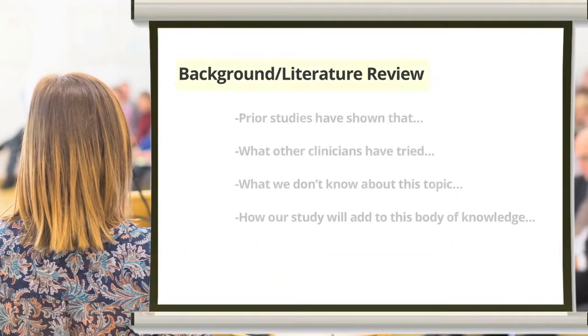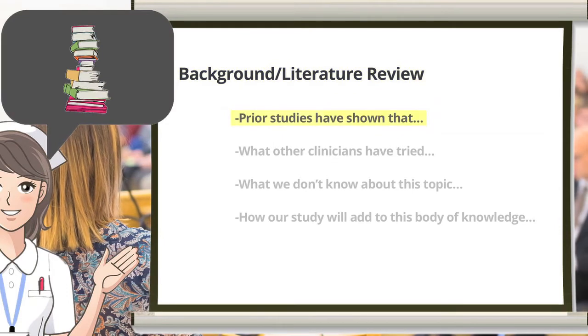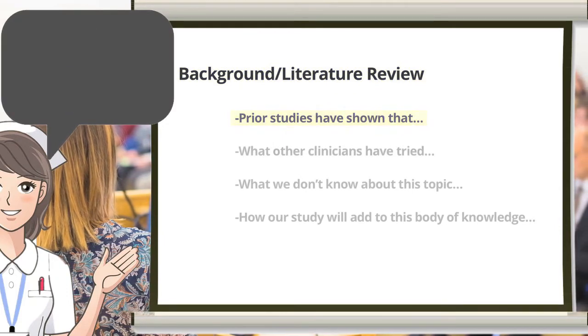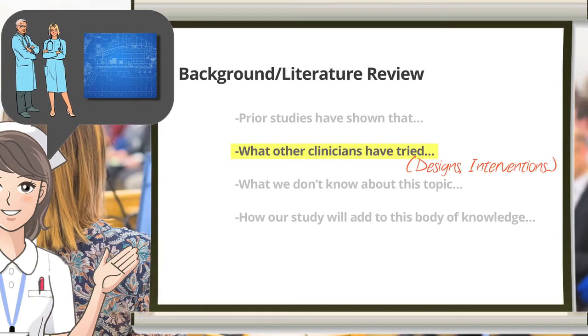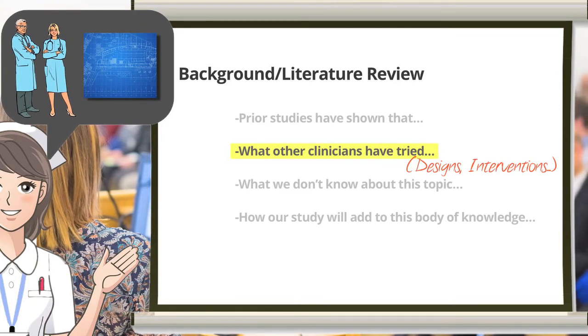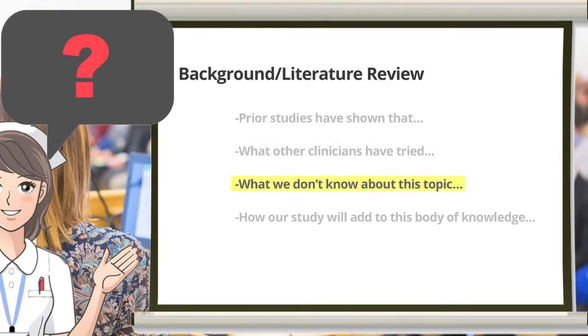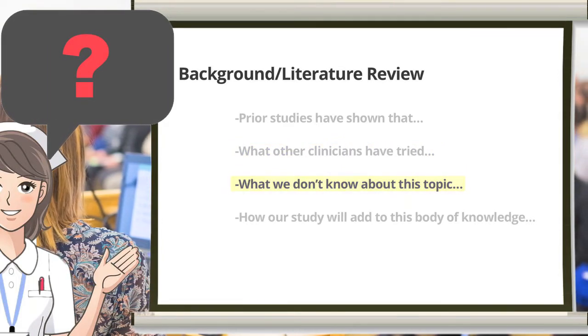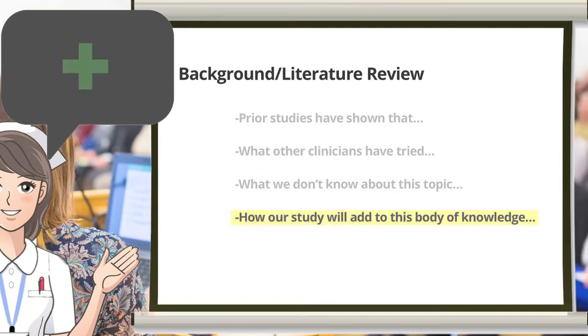In the background section, usually in bullet point format, you'll want to describe prior studies on your topic. This will include what other clinicians and researchers have tried with respect to understanding your phenomenon of interest, perhaps in reference to study design and possible interventions. You'll also explain to the audience what is still not known about your topic and specifically how your study will add to this body of knowledge.